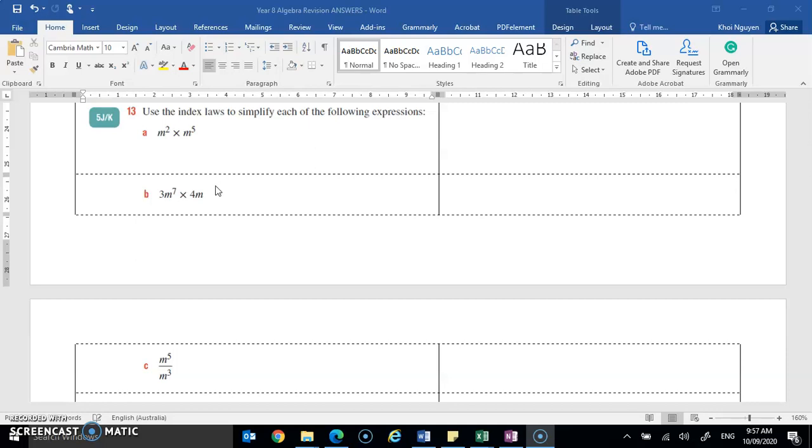Hi, Urates! In this video, we are going through question 13 of the revision booklet. Question 13 asks us to use the index laws to simplify each of the following expressions.